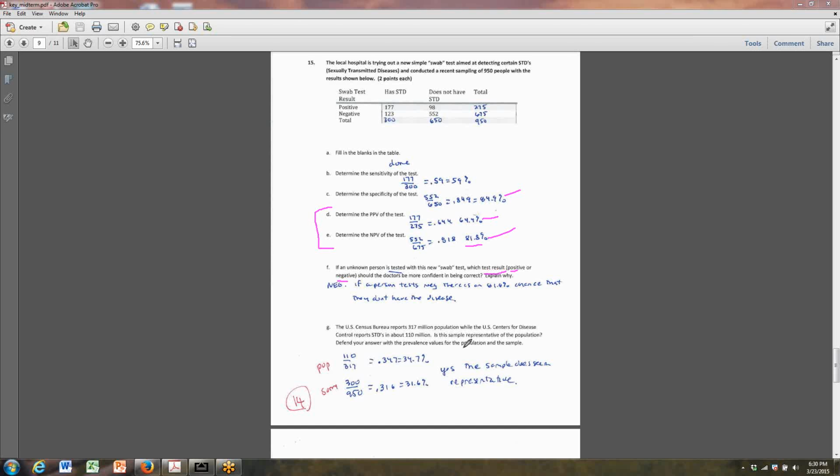Well, the prevalence is just the percentage of who has it. So for the population, here's 110 million out of the 317 million people that have an STD. That's 34.7%. For the sample, there's 300 people that have it out of 950 total, and that is 31.6%. So yeah, they're comparable. They're very close, very close.